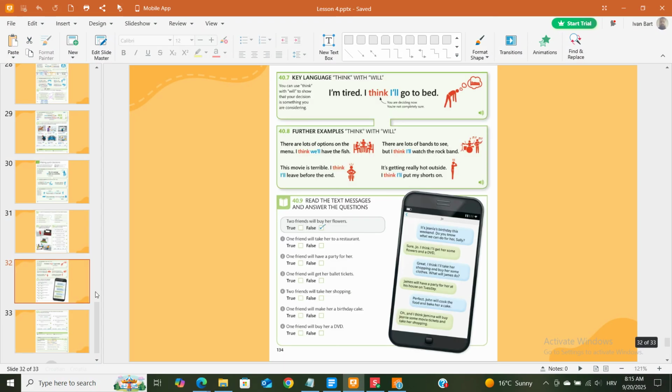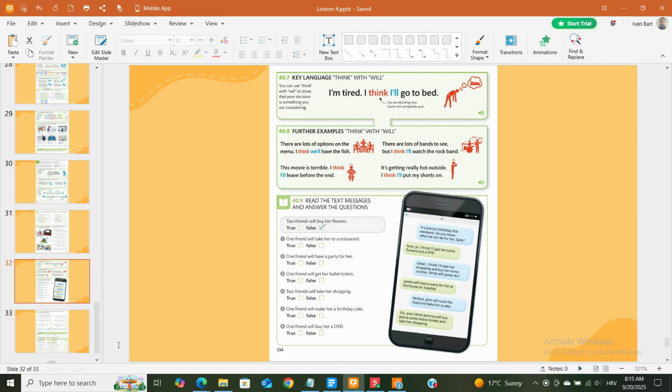40.7 Key language: think with will. You can use think with will to show that your decision is something you are considering. I'm tired. I think I'll go to bed. You are deciding now. You're not completely sure.